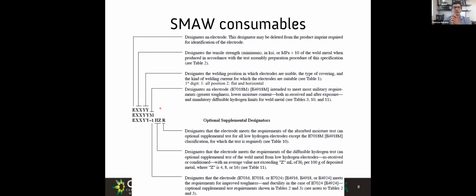All right, that was MIG, metal core, and TIG. Let's switch to stick consumables. And stick consumables have a somewhat similar naming.